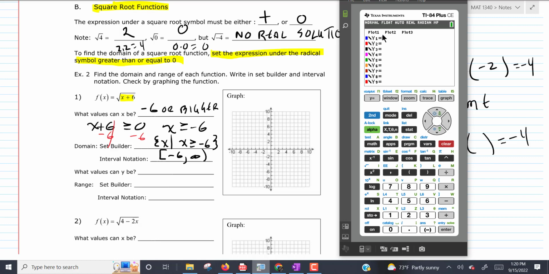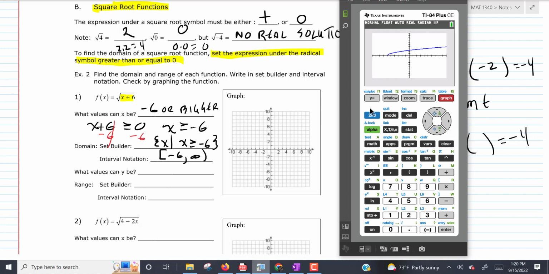Okay. So you're going to go to y equals, clear off what you have, and then to get the square root, go second x squared, and then just put in the x plus 6. This will help you when you're doing this. It'll tell you if you're right on the domain also. I'm just going to graph that, and let's take a look at what comes out on the calculator. So notice that this graph starts at -6 and goes on forever.